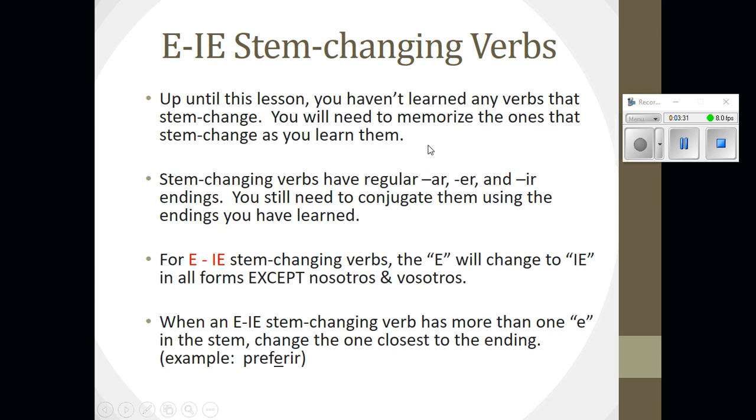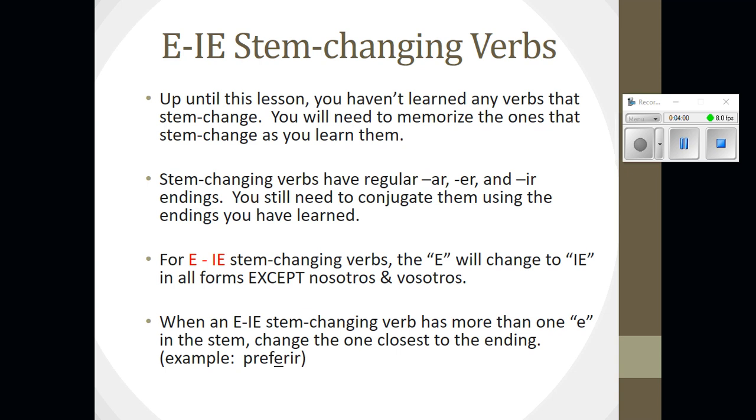Okay, so up until this lesson, you haven't learned any verbs that stem change. You will need to memorize the ones that stem change as you learn them. So make sure that you learn that these 6 verbs that we've learned in this lesson are E to IE stem changing verbs and that you must stem change them, okay, when you conjugate. All right, so the verbs that you've learned up until now that do not change, please do not make changes in those. Those are not stem changing verbs. It's only the 6 that we're talking about in this video.